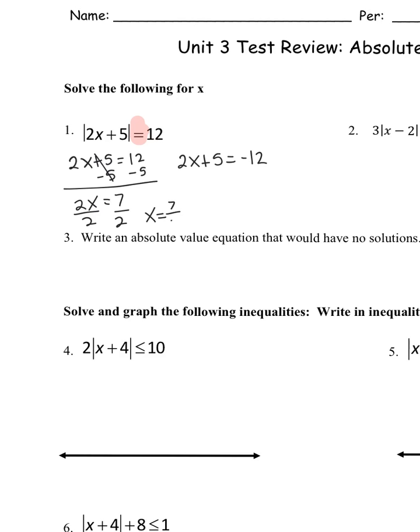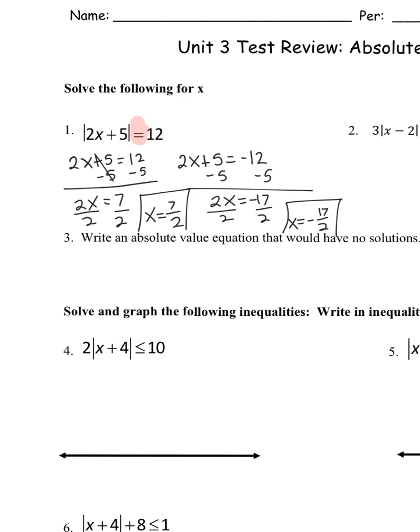And I get x is 7 over 2. You can just leave it like that. You can give me the decimal of it. I don't really care either way. Okay, so we get 7 over 2 and negative 17 over 2. Notice that I got two solutions for this. All of your absolute value equations and inequalities are going to have two answers, so make sure that you give me both. If you type it into NSolve on your calculator, it's only going to give you one, so you're not going to get full credit for the problem.